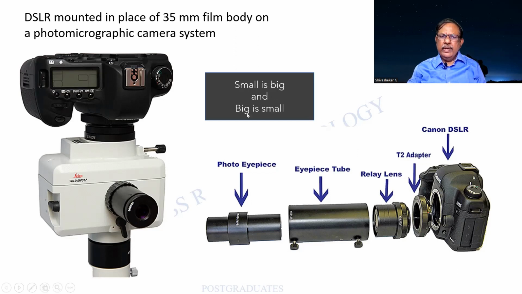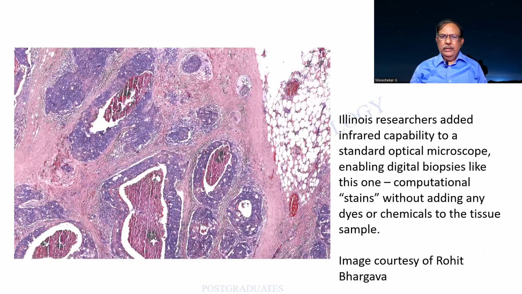Surprisingly, small is big and big is small. What do I mean? When you take a picture of a huge scenery, you find that it is confined to the camera. Also, when you take a picture of a small focus in a slide, you find that it can be zoomed so that it occupies the entire screen. Small is big and big is small. So this is just a picture to show that infrared has been used to improve the resolution and the color changes. Courtesy is Rohit Bhargava.